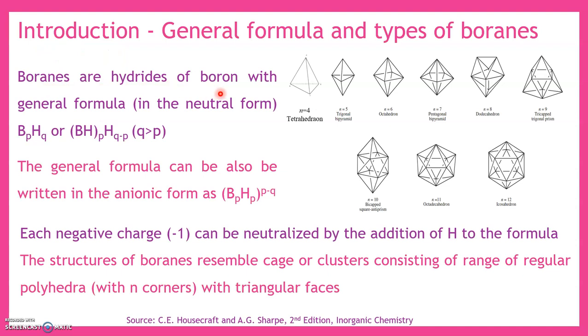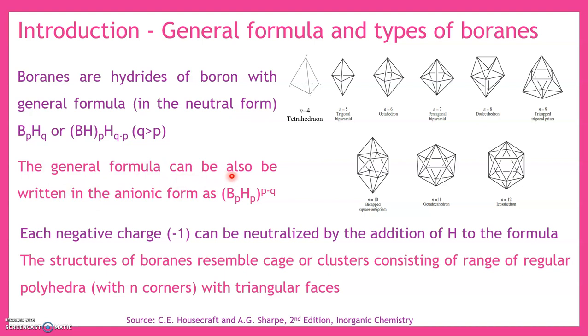Boranes are hydrides of boron with a general formula BpHq. This can also be written as BpH(q-p)... Now this is a neutral form, and here q will be greater than p. That is, the number of hydrogens will be more than the number of boron atoms. So this quantity always remains positive. So this is a neutral form of writing the boron hydride.